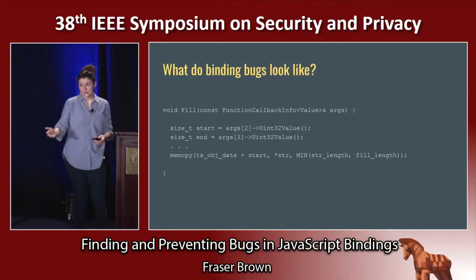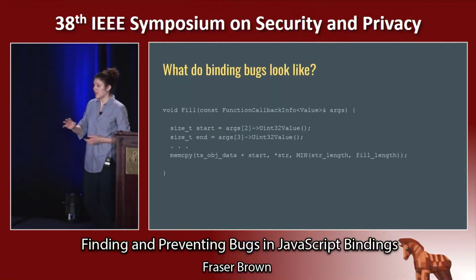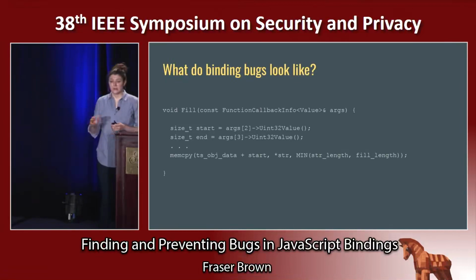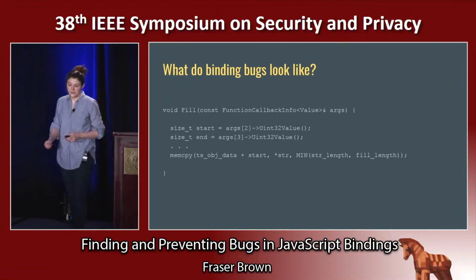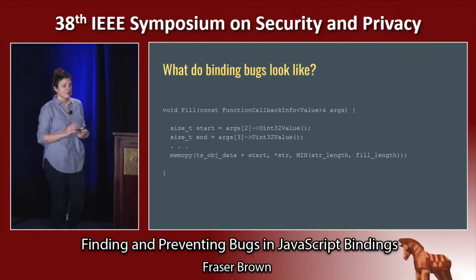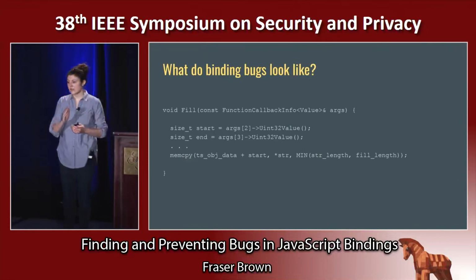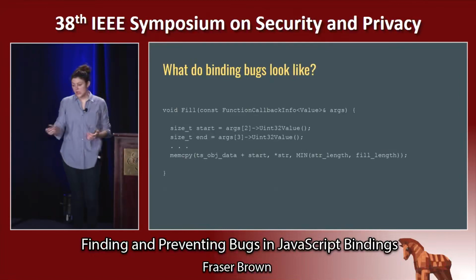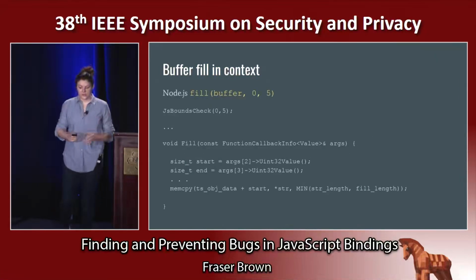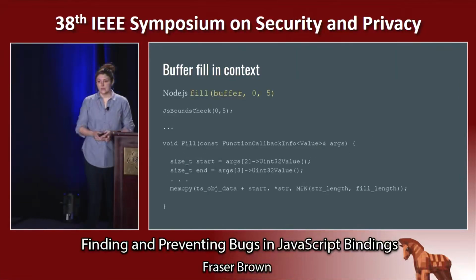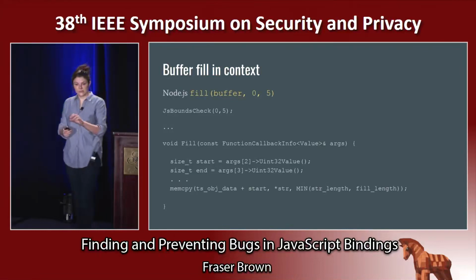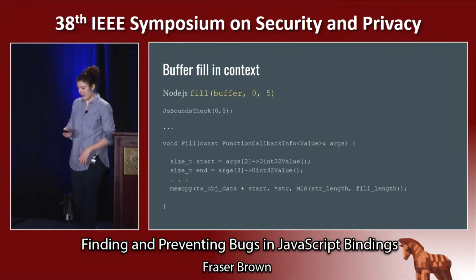So this is a buggy binding layer function, and before I can talk about how it's broken, I'm going to talk a little bit about what it does. So this fill function efficiently fills in a buffer from a start index to an end index. And since it's exposed binding code, we can call it from JavaScript. So we can say fill, and this will fill in our JavaScript buffer from index 0 to index 5.